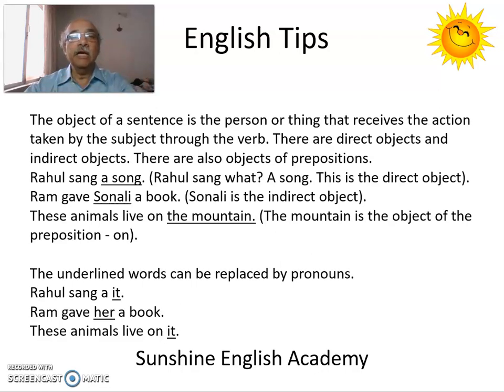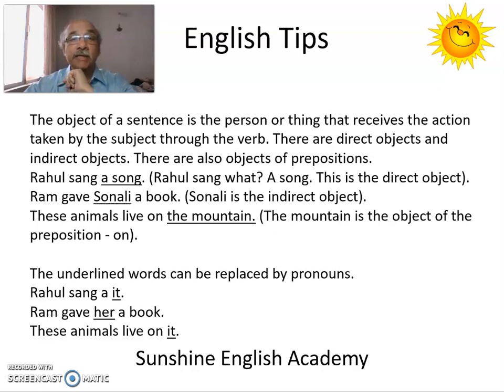Examples: Rahul sang a song. Rahul sang what? A song. So a song is the direct object of the verb sang. Next, Ram gave Sonali a book. Ram gave what? A book. So a book is the direct object of the verb gave.